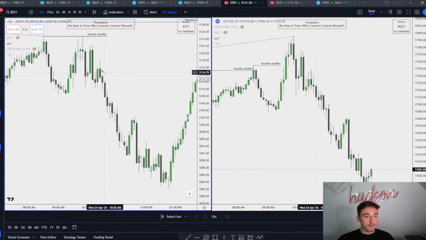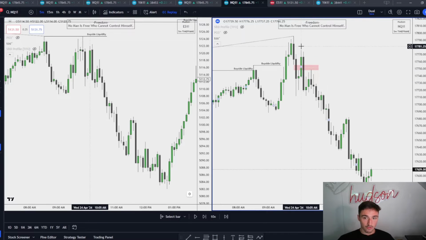So what do you wait for? You wait for confirmation, right? Right here we have this imbalance. We run straight through it. But if we take a look, we hold this negative order block, right? The last up close candle before the expansion down, right?